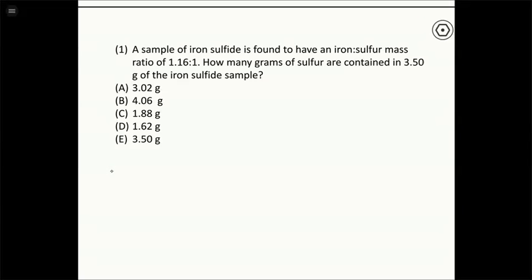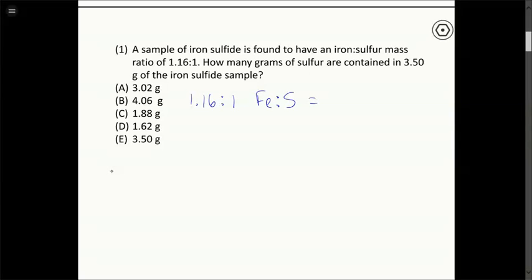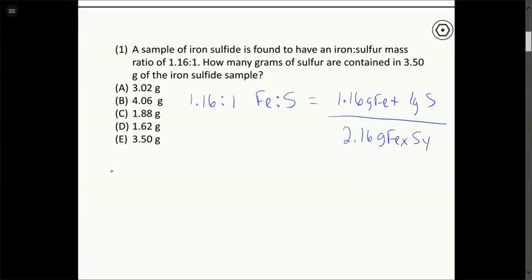Here we have a 1.16 to 1 mass ratio of iron to sulfur. The way to interpret this is that if we were to take 1.16 grams of iron, that would be combined with 1 gram of sulfur, and that's per 2.16 grams of the compound iron sulfide, which we don't know the exact formula of, but we just know the mass ratio. So it's some composition of iron and sulfur. This 1.16 to 1, which is a different way of presenting the information, means it's 1.16 grams of iron per 1 gram of sulfur, and those would combine, of course, to give 2.16 grams of the compound by conservation of mass.